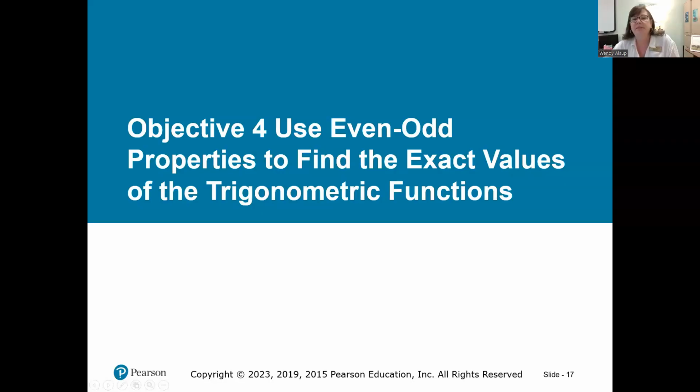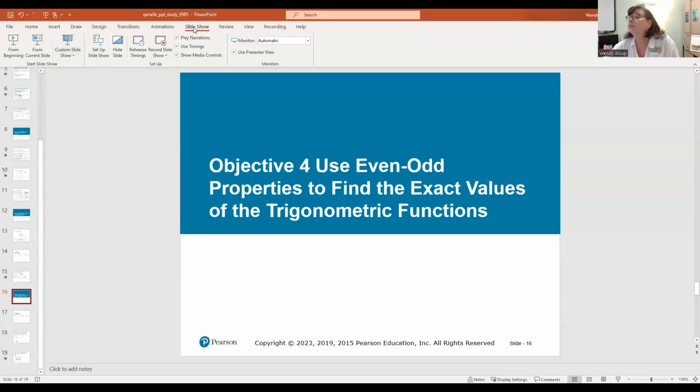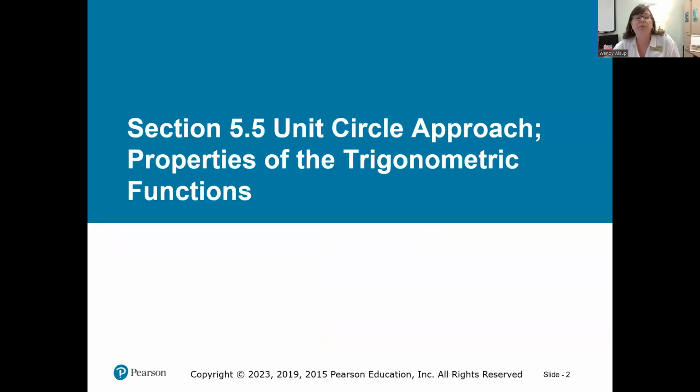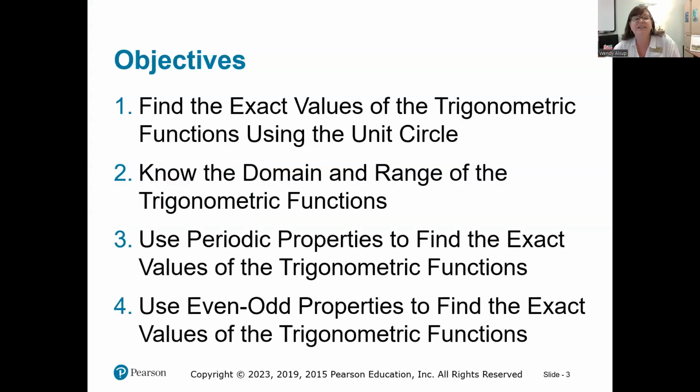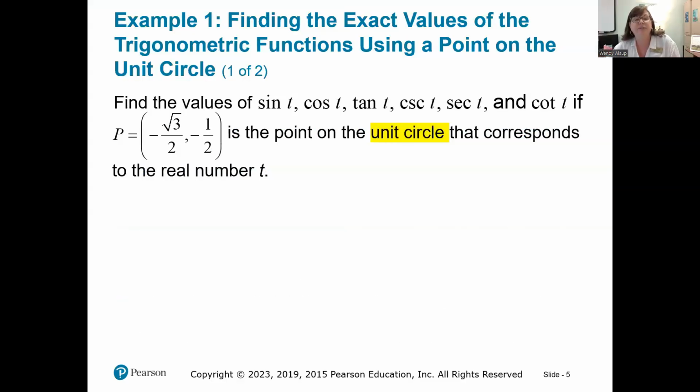Sorry, guys. I want to start from the beginning. Very good place to start. All right, we're using the unit circle to find exact values of trigonometric functions. Okay, let's say I give you the point negative root 3 over 2, negative 1.